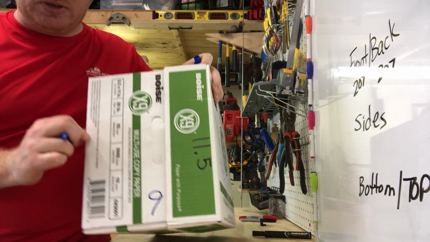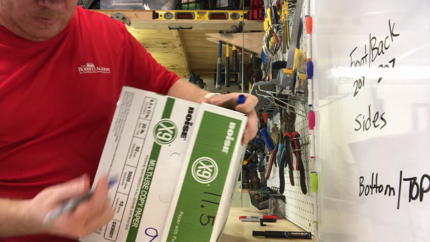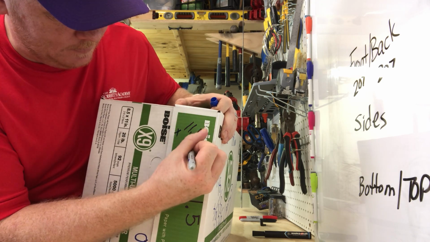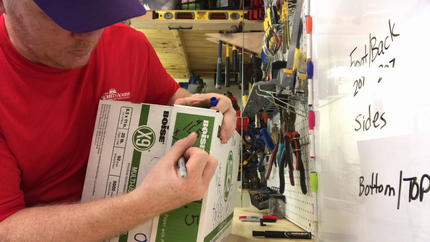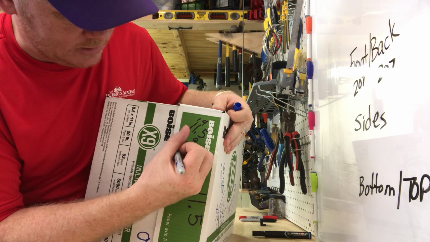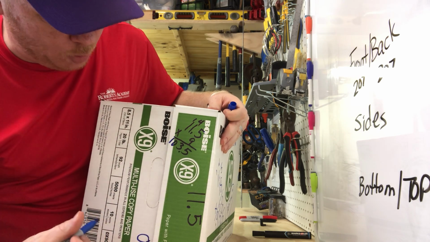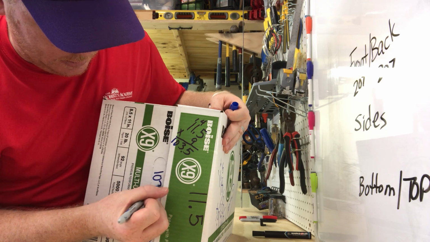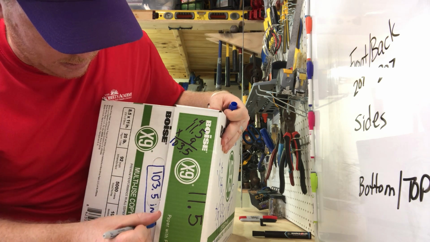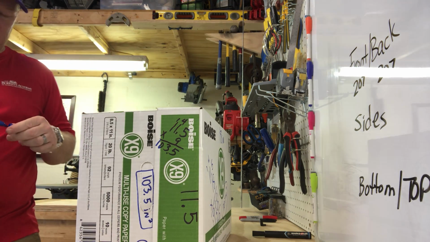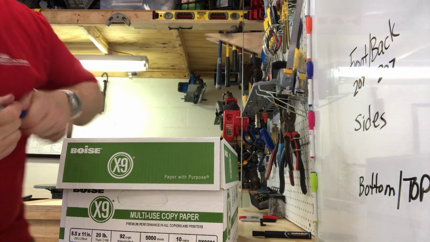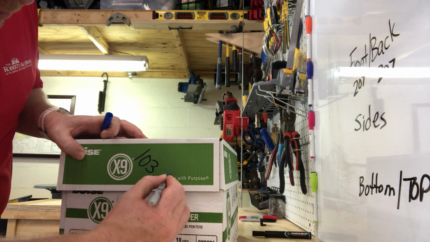So what I'm gonna do is multiply base times height. So 11.5 times 9. 9 times 1 is 9, 9 times 5 is 45, plus 4 is 49... so this is 103.5. So 103.5 inches squared. That's going to be the area of one of the sides. So if this is 103.5, you know the other side is going to be 103.5. So I'm going to write that down, 103.5.